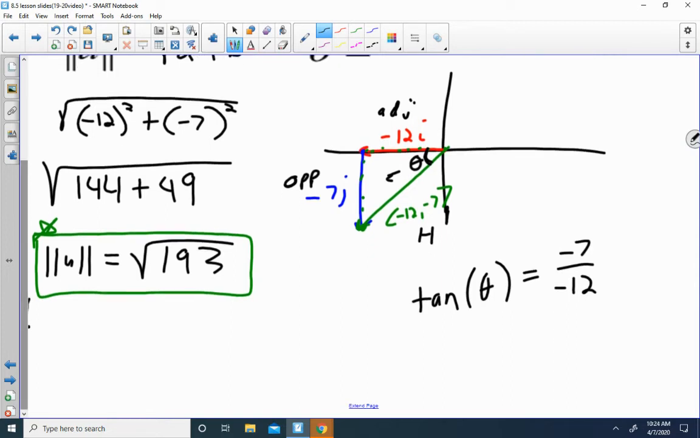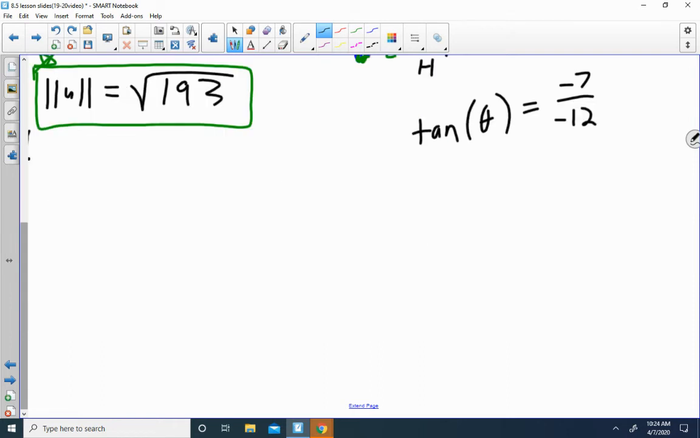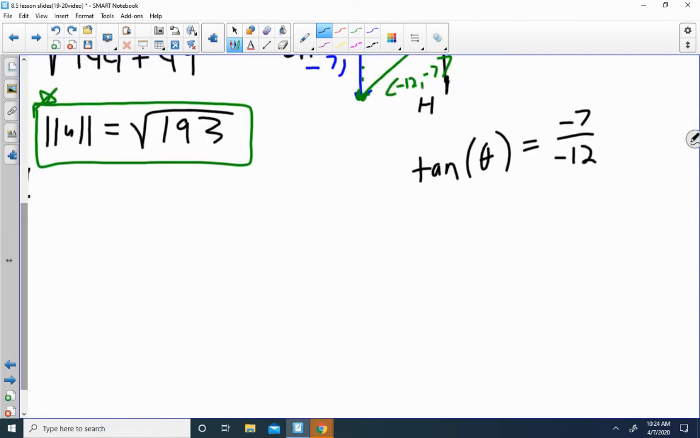Ooh, this is nice. Give me a sec. Negative 7 divided by negative 12. Negative divided by negative makes that plus positive. That's nice for us. Excuse me. Okay, moving on to the next step.